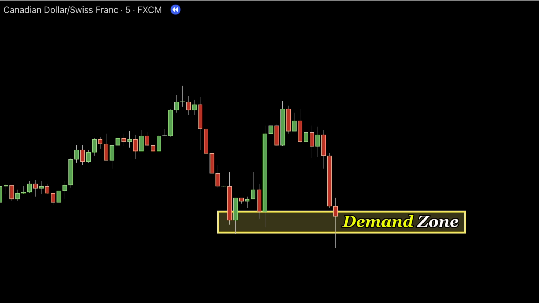The second element is a liquidity sweep. Price briefly pushes below the demand zone, triggering stop losses resting underneath it, but instead of continuing lower, the market quickly recovers and closes back above the zone. This false breakdown signals that sell-side liquidity has been collected. When these 2 elements appear together, demand plus a liquidity sweep, they form a powerful smart money combination.